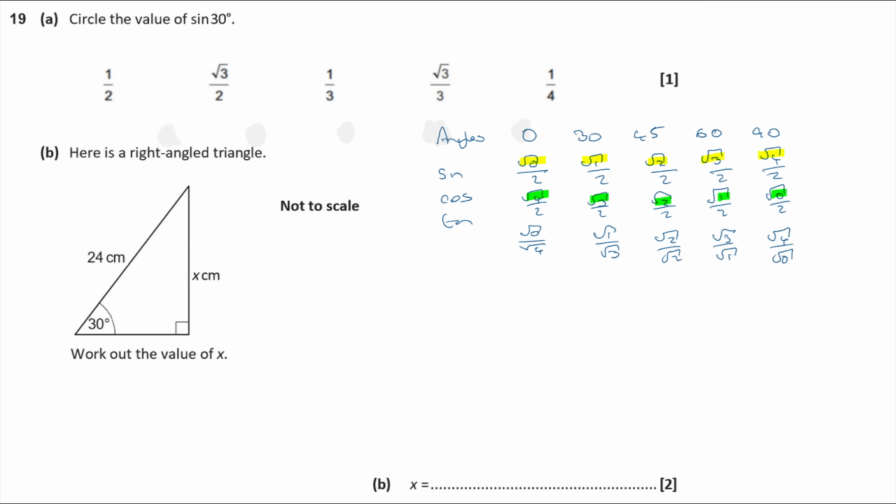Now we want sine 30. That's the only one we want. So it's going to be that one there, isn't it? Root 1 over 2. So what's root 1 over 2? Well, the root of 1 is just 1, so that's the same thing as a half.